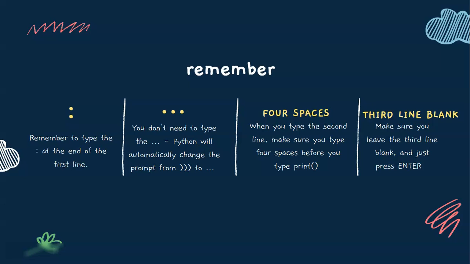Remember to type the colon at the end of the first line. And you don't need to type the 3 dots. Python will automatically change the prompt from 3 angle brackets to 3 dots because it's waiting for you to type more code. When you type the second line, make sure you type 4 spaces before you type print. Make sure you leave the third line blank and just press enter.